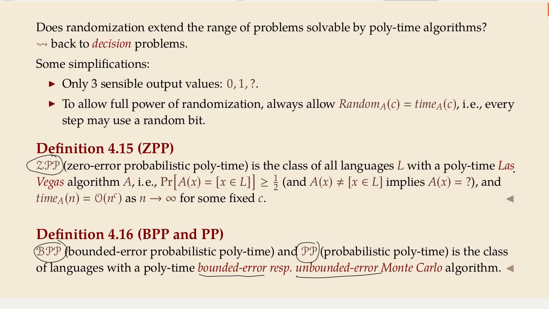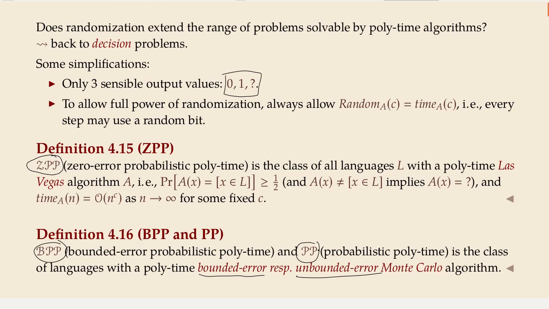And recall that these methods never return a wrong result. So for languages, we only had these three different outcomes. A certain word can either be in the language or not in the language. But we also allow this question mark, which is used in the Las Vegas method to indicate a run that just failed to be conclusive. So this was an option that we used for Las Vegas methods to guarantee that they terminate.